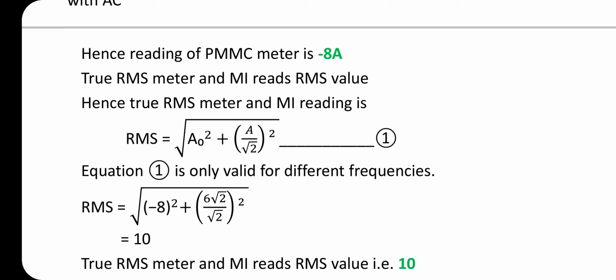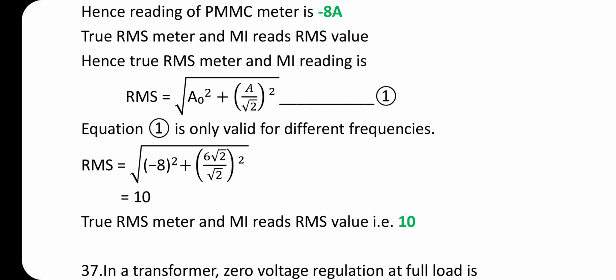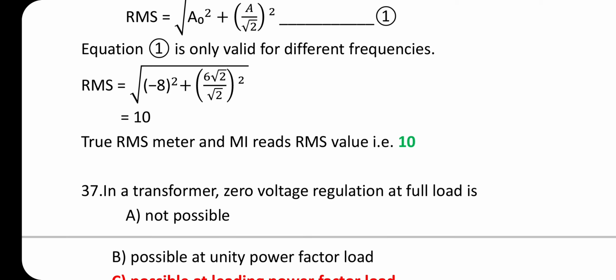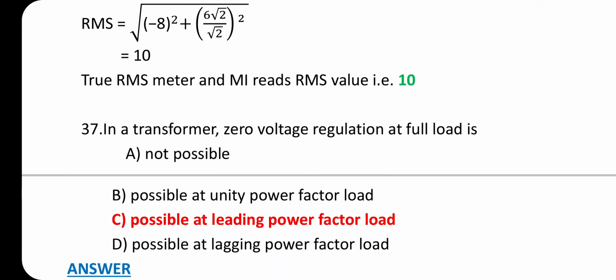True RMS meter and MI read RMS value. Hence, RMS meter and MI reading is RMS equal to root of A0 square plus A by root 2 whole square. Equation 1 is valid for different frequencies. Substituting the values of A0 and A, we get RMS as 10. Therefore, true RMS meter and MI read RMS value of 10.